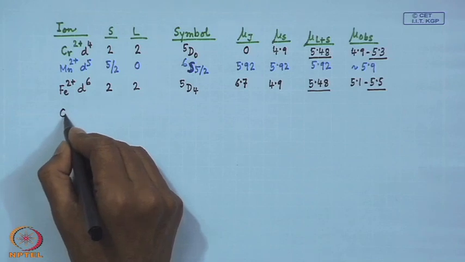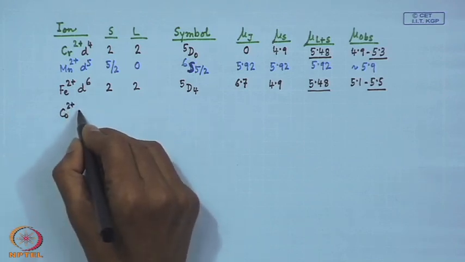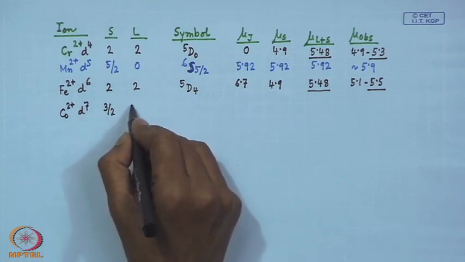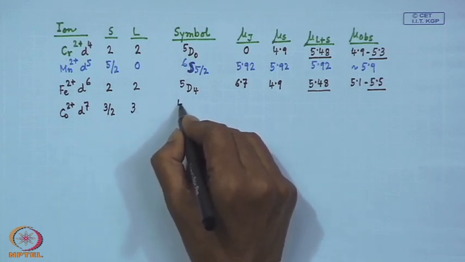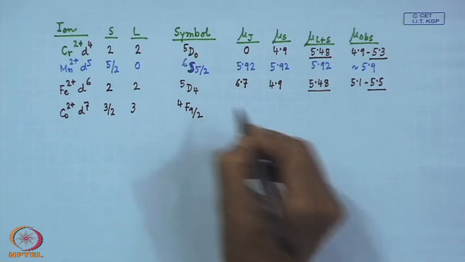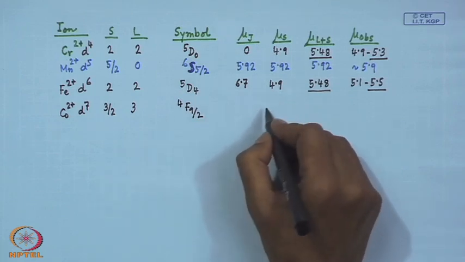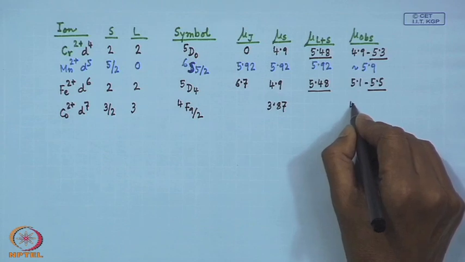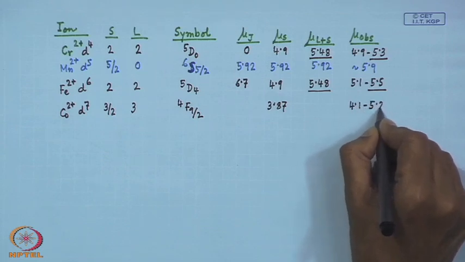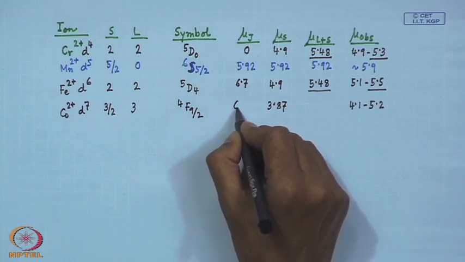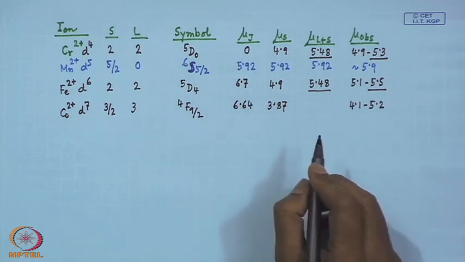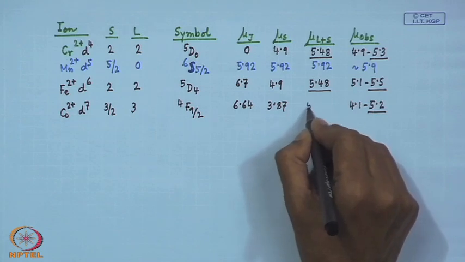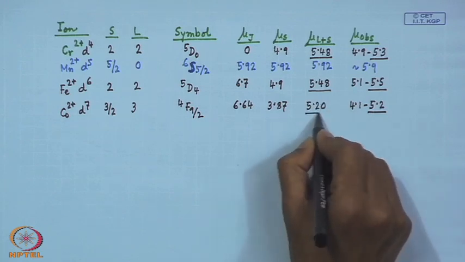Then we have the cobalt 2 plus, which is a d7 system, S value 3/2, L value 3, which is 4F9/2 is the term symbol, and the mu spin only is 3.87 for 3 unpaired electrons, but the experimental magnitude is ranging from 5.1 to 5.2. So, if we calculate the mu J equation, it would be 6.64, which is quite high compared to the experimentally determined value. But the mu L plus S is quite close to that value, which is 5.20.